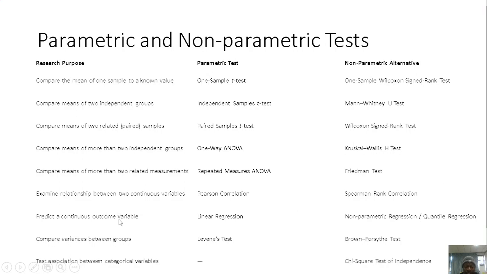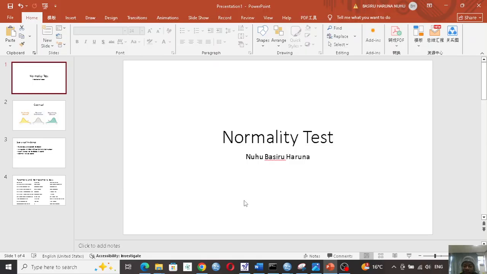If you want to predict a continuous variable, you use linear regression when the data is normally distributed. Otherwise, you use the non-parametric alternative. So in that order. Now, this is what you need to know.